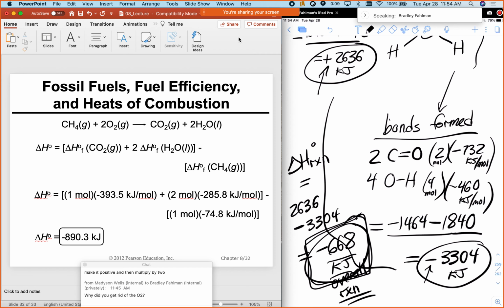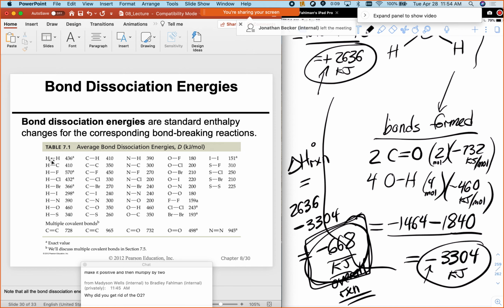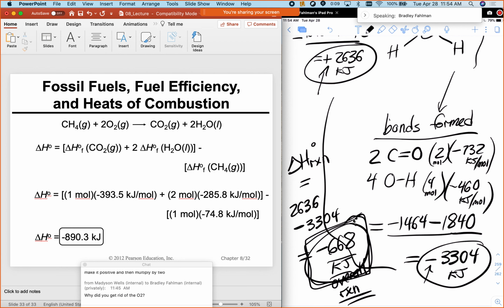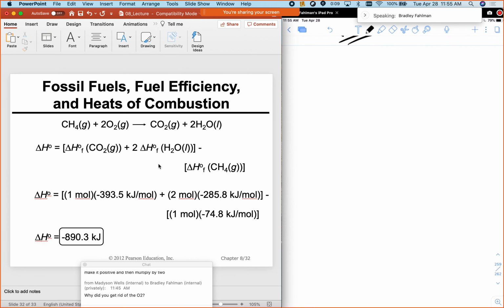It's quite common because these values are kind of average, and it depends: an O-H bond in water is different than an O-H bond in ethanol. And so these values have a lot more error associated with them. So this value is probably farther from the real one than this one is. So this is probably a more accurate value because you're actually using these formation enthalpies. Those are the two types of calculations.